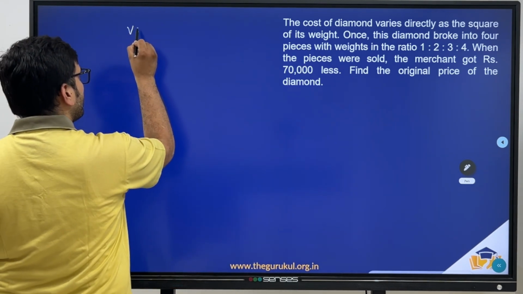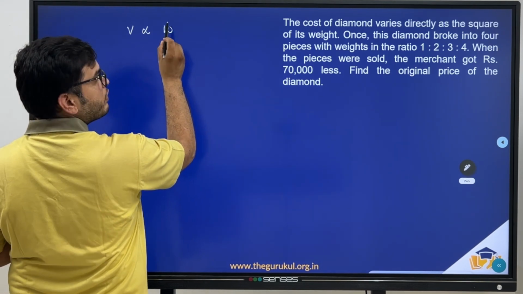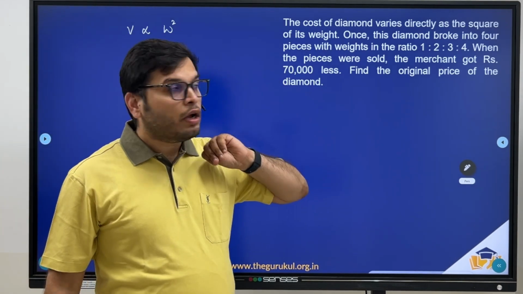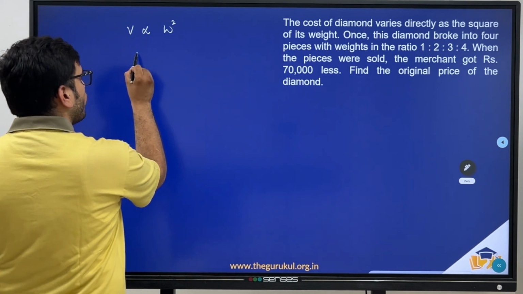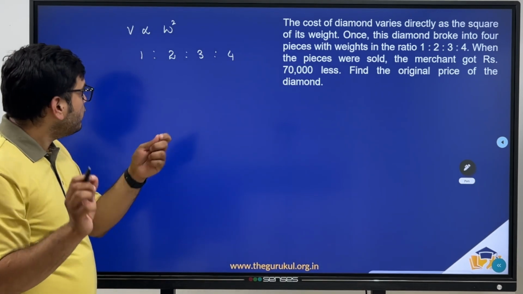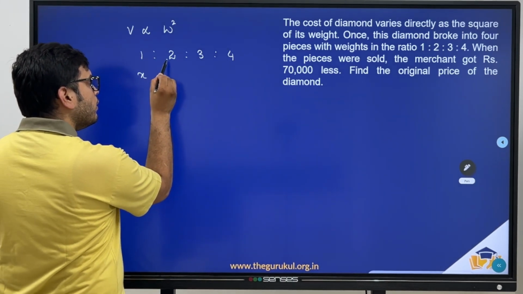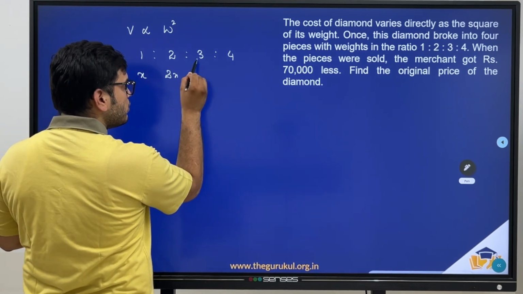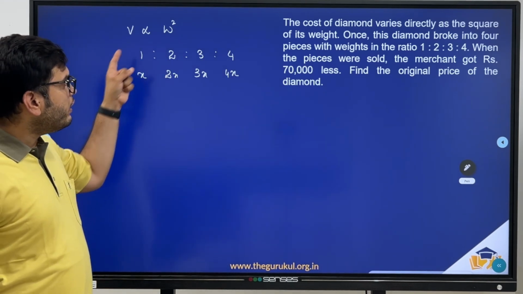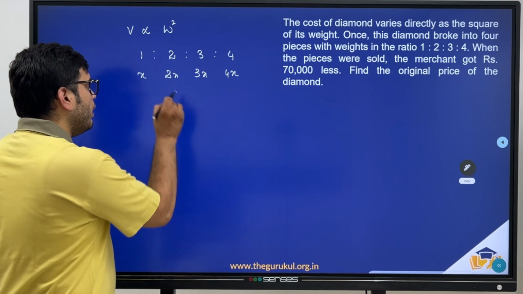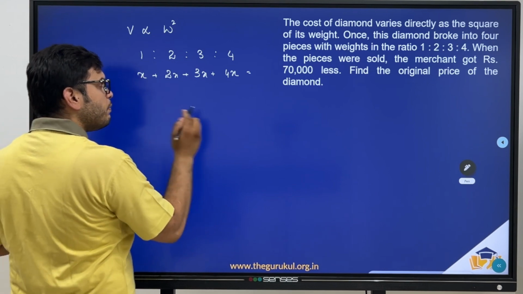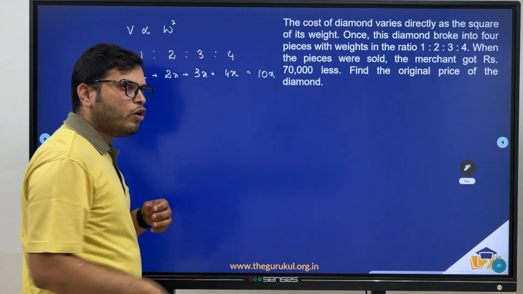So the value of the diamond is directly proportional to square of its weight. Now after breakage, we have 4 pieces of diamonds where the weights are in the ratio 1:2:3:4. Now if I consider the weight of this piece as x, its weight would be 2x, this piece's weight would be 3x, and this piece's weight would be 4x. And the weight of the total diamond before breakage would be the sum of the weights of these 4 pieces, that would be 4x plus 3x plus 2x plus x, 10x, because there will not be any loss in the weight.